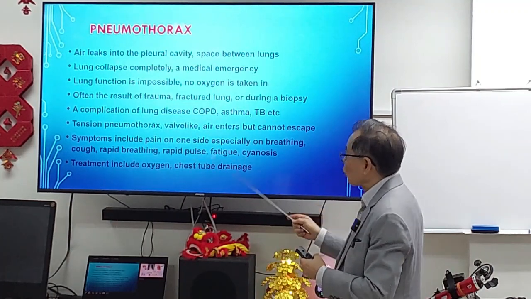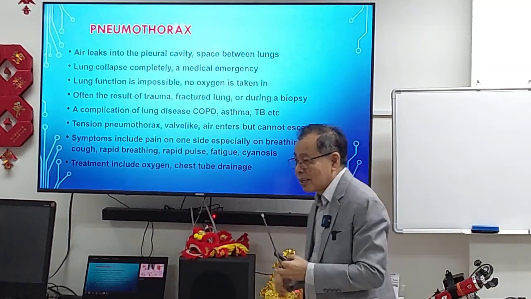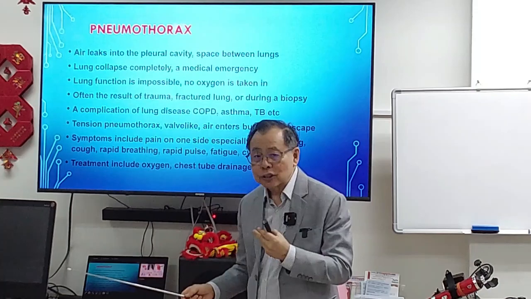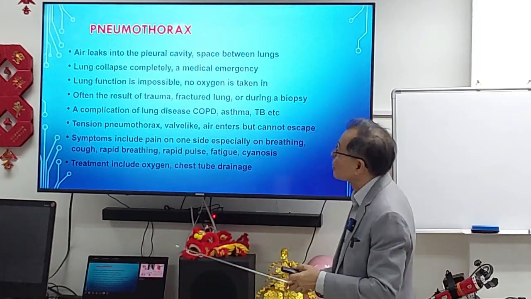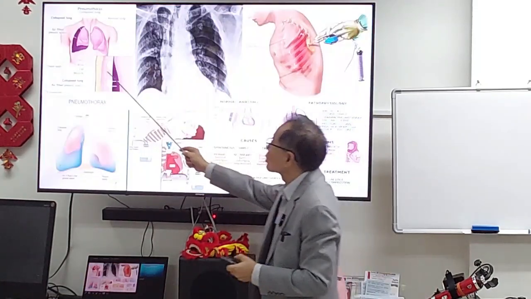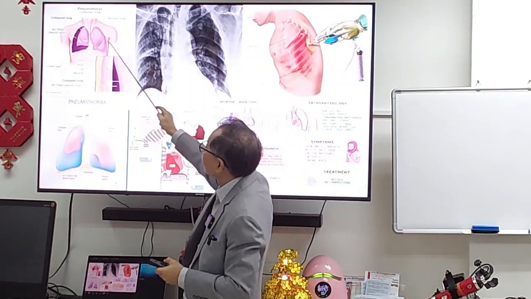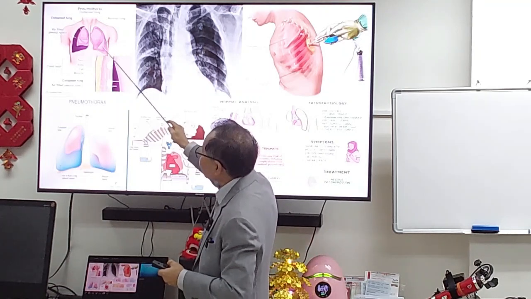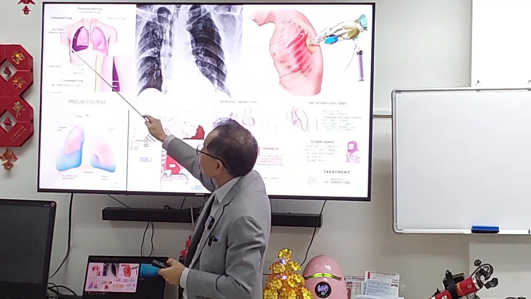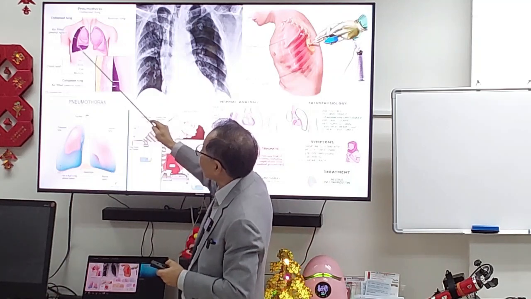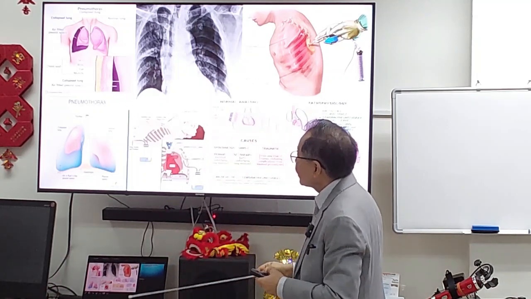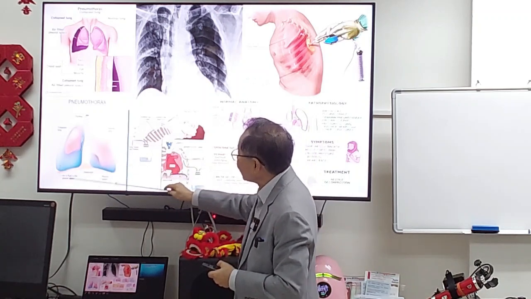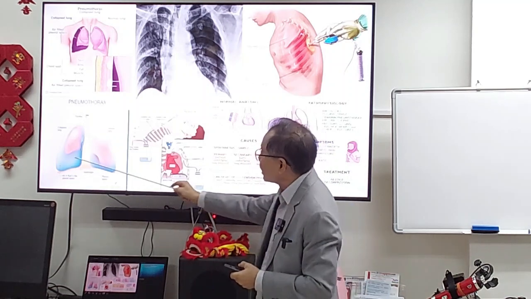fatigue, cyanosis, rapid pulse. Treatment: you need to release the gas and you need to give oxygen so that the patient can survive. So this is what it looks like. See this one? The lung is in the thoracic cage very nicely. There's no gap between the lung and the thoracic cage. Here, the gap between the lung and the thoracic cage is filled with air. So here, more diagrammatic. Air is in it, and you're going to release the air inside here.